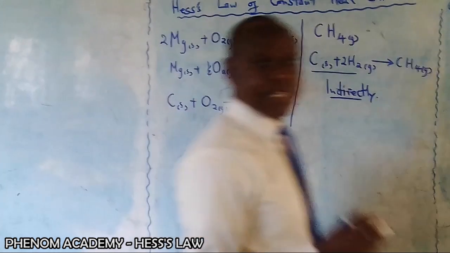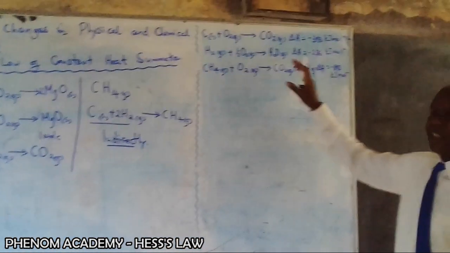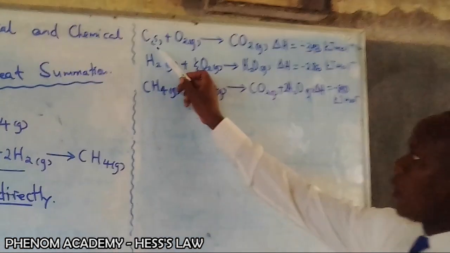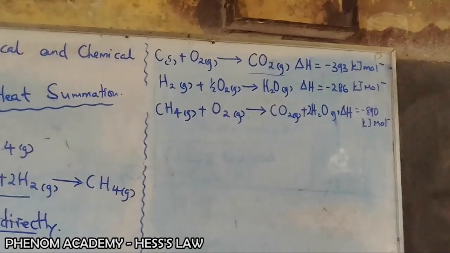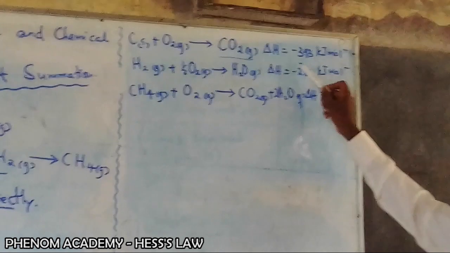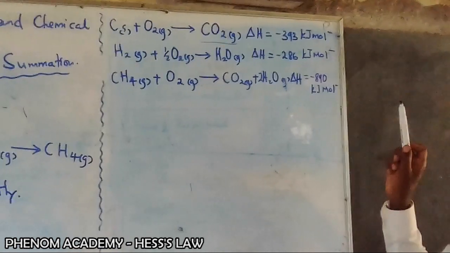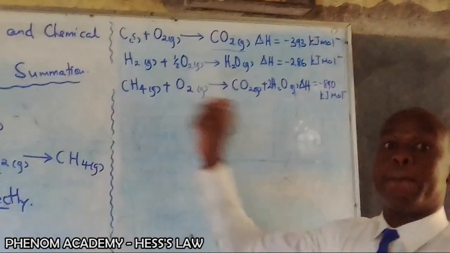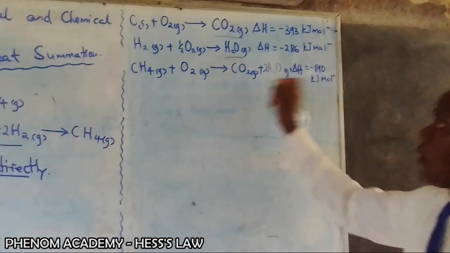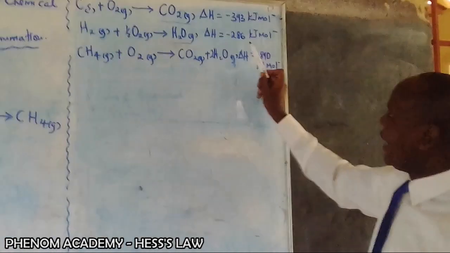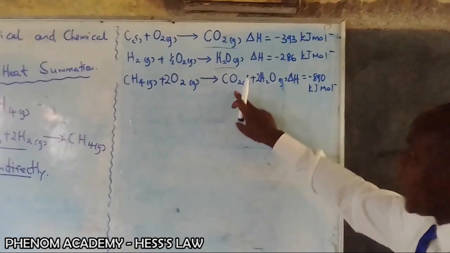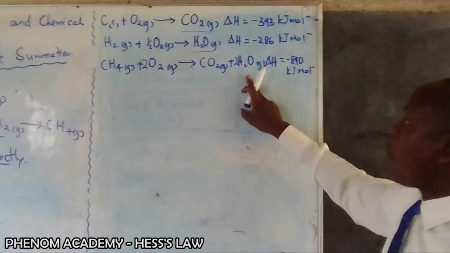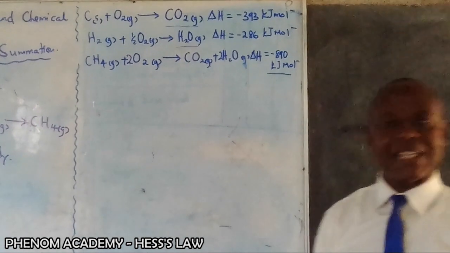Now, we are given this data. This data tells us 1 mole of carbon burns in 1 mole of oxygen to produce carbon 4 oxide, and the heat liberated is minus 393 kilojoules per mole. 1 mole of hydrogen burns in half a mole of oxygen to produce 1 mole of water. The energy produced is negative 286 kilojoules per mole. 1 mole of methane burns in 2 moles of oxygen to produce 1 mole of carbon dioxide and 2 moles of water, and the energy liberated is 890.